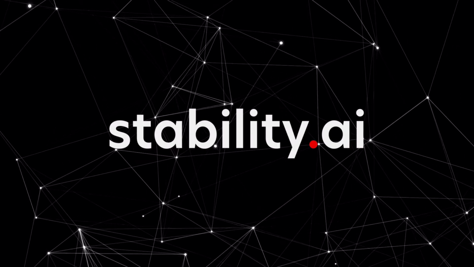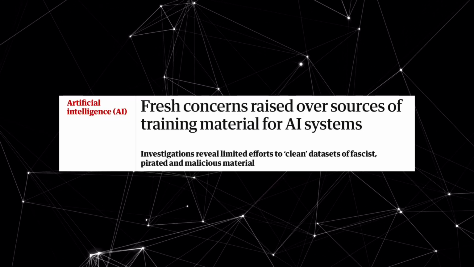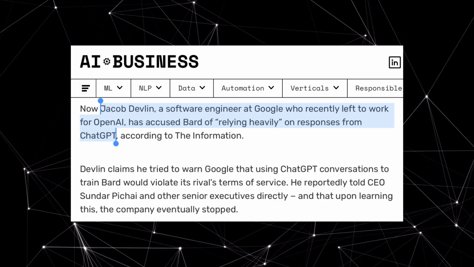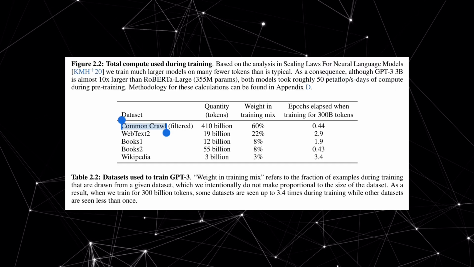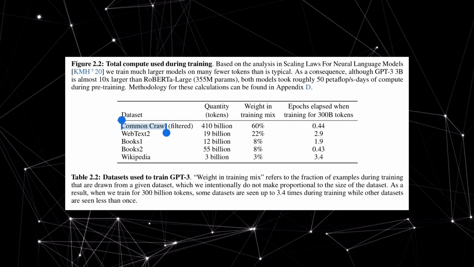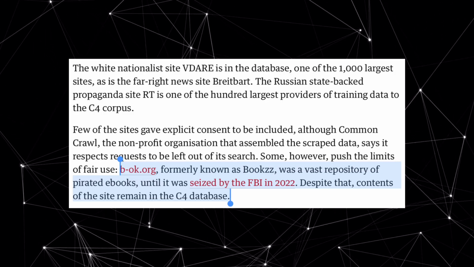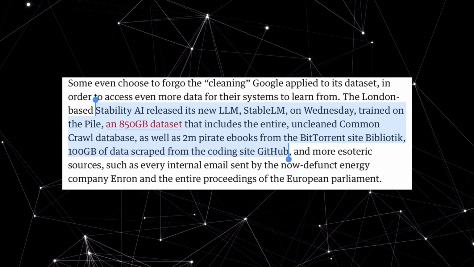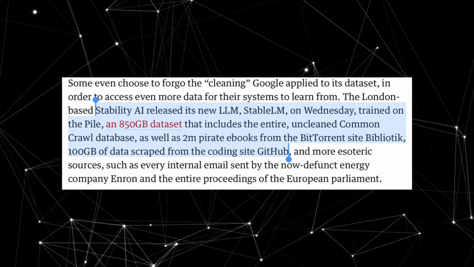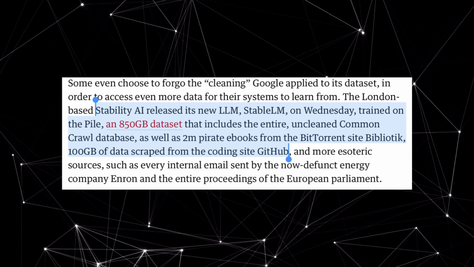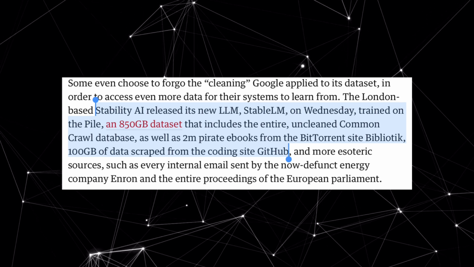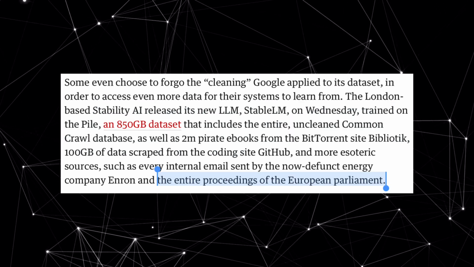OpenAI, Stability AI, Bard, and others have been known to use unconventional sources to gather data to train their AI models. Google was recently accused of training Bard with ChatGPT data, and GPT-3 was largely trained with datasets from Common Crawl or the C4 database, which contains content from pirated ebook sites like Bibliotik. Stability AI's new StableLM was also trained using a larger version of the Pile, an 850GB dataset which includes content from the C4 database, the Bibliotik book site, Bibliotheque, 100GB of GitHub code, and entire EU Parliament proceedings.